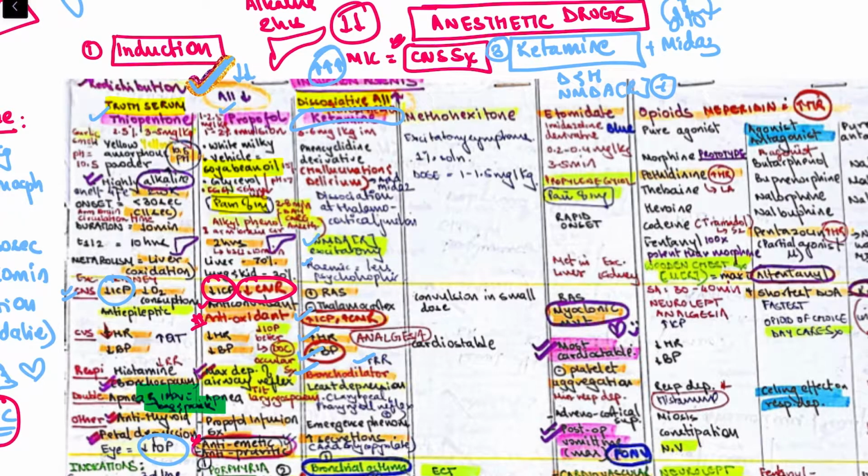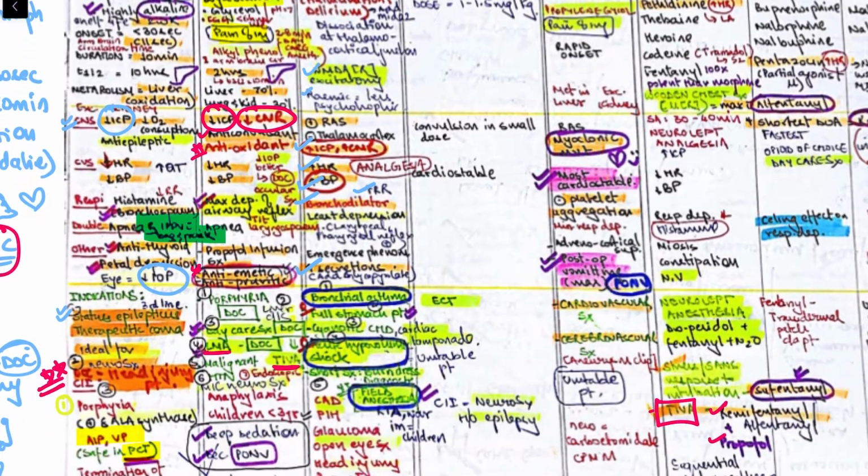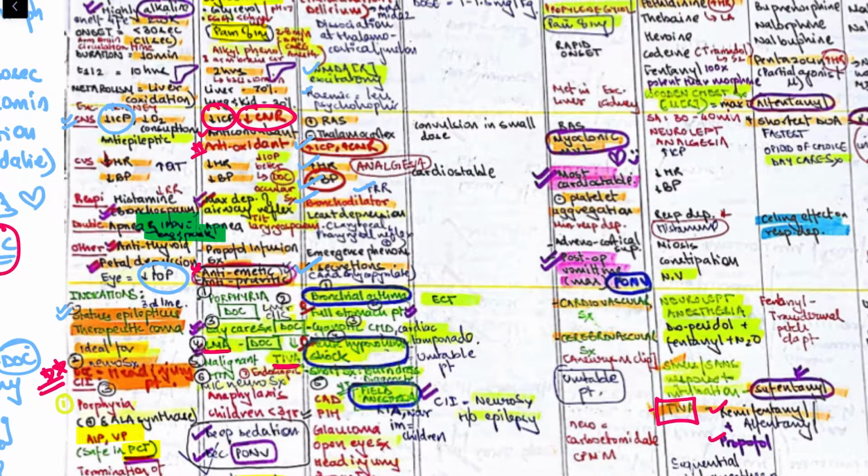And it causes the least depression of airway reflexes. The laryngeal and the pharyngeal reflexes will be present. Then it also increases the secretions. So we also add anti-secretory agents like glycopyrrolate with ketamine. So we give ketamine with midazolam and glycopyrrolate. It will cause an increase in everything. Now, since it is causing bronchodilation, it is a drug of choice in bronchial asthma.